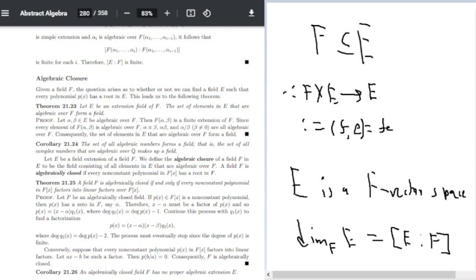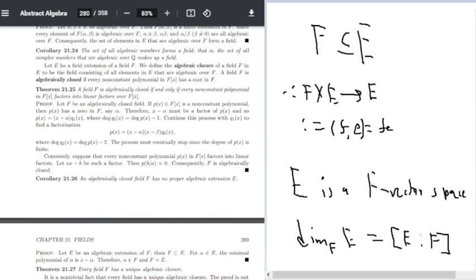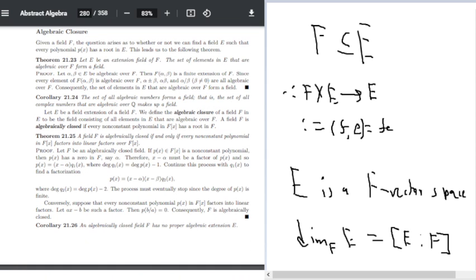So proof. Let alpha and beta in E be algebraic over F. Then F of alpha, beta is a finite extension of F. Since every element of F of alpha, beta is algebraic over F, alpha plus or minus beta, alpha beta, and alpha over beta with beta not equal to 0 are all algebraic over F. Consequently, the set of elements in E that are algebraic over F form a field. Corollary 21.24. The set of all algebraic numbers forms a field. That is, the set of all complex numbers that are algebraic over Q makes up a field.